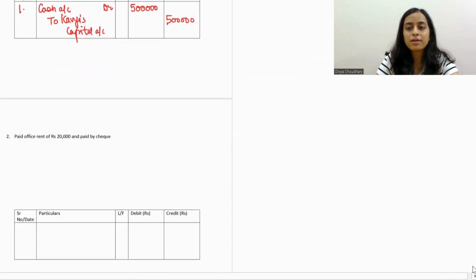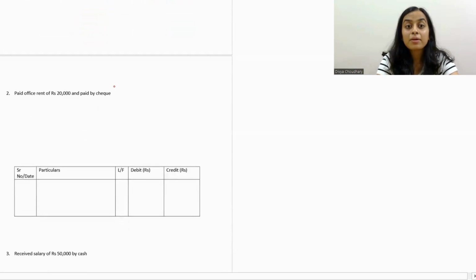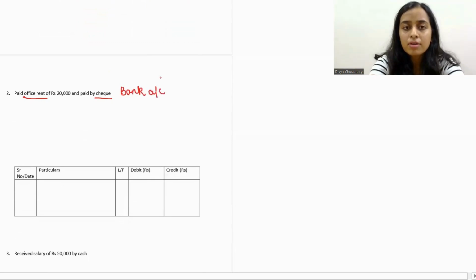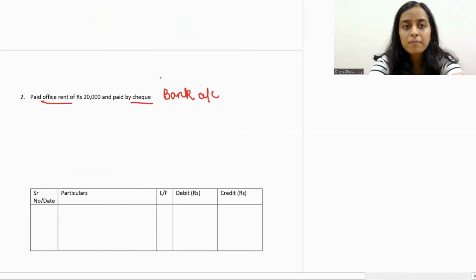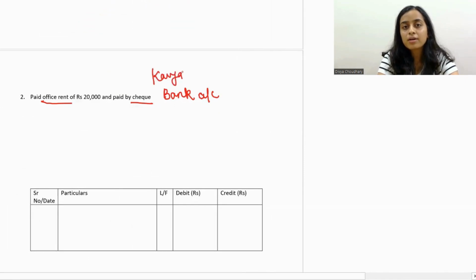Paid office rent and paid by check. So we are paying office rent and the amount is paid by check. My two items here: one is office rent and the next one is check. Check basically means bank account. You're paying by bank account. I'll zoom in a little. And any bank account will have a name attached to it. So this would be Kavya's bank account because I'm doing journal entries for Kavya.